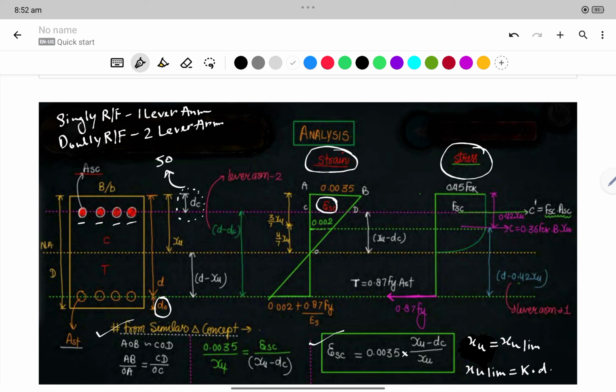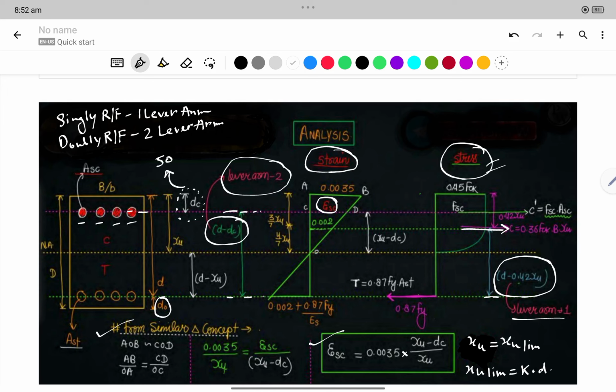You can see here in this stress diagram, the lever arm number one is D minus 0.42 XU. You have seen it previously in singly reinforced. The another lever arm will be D minus DC. See the lever arm 2, D minus DC. It is from the middle of this bar to the middle of the tension zone bar. And the lever arm 1 is from the combined force of compression to the tension reinforcement middle.